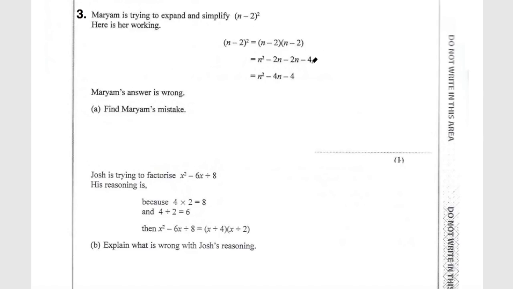So at the end here, she's expanded everything else correctly. She's done n times n, n squared, minus 2 times n, and minus 2 times n. But then she's got minus 2 times minus 2, and she's written minus 4, but that should be a plus 4. So it should probably be okay that you circle it, but maybe you have to state something like minus 4 should be plus 4.